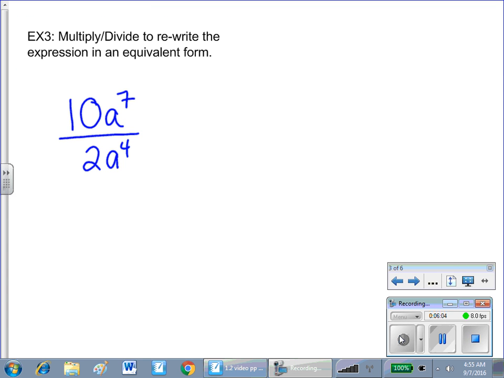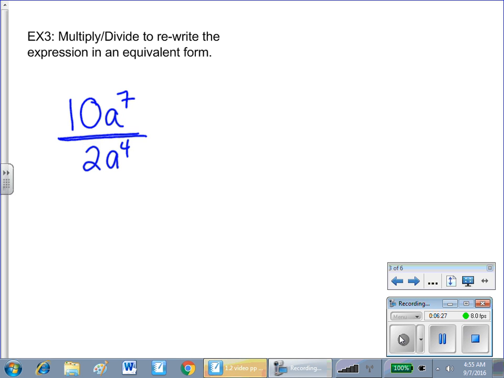Okay, so now if you notice in the next example, example 3, we're going to multiply or divide to rewrite the expression in equivalent form. So I don't see any addition or subtraction. I see a fraction bar, which indicates division here. And I see there's multiplication going on between the 10 and the 8 to the 7th, and between the 2 and the 8 to the 4th.